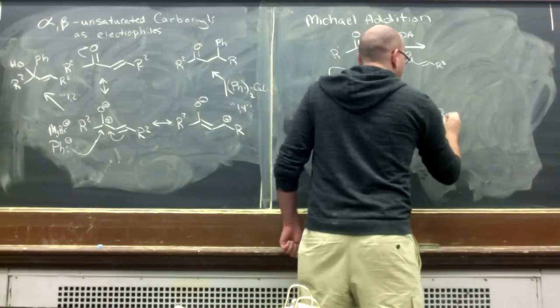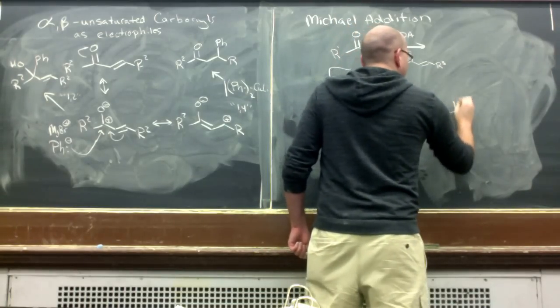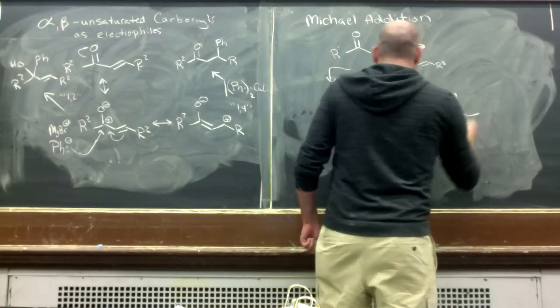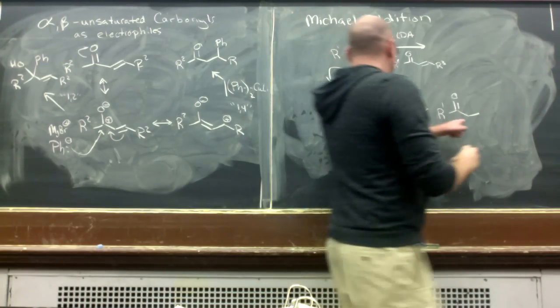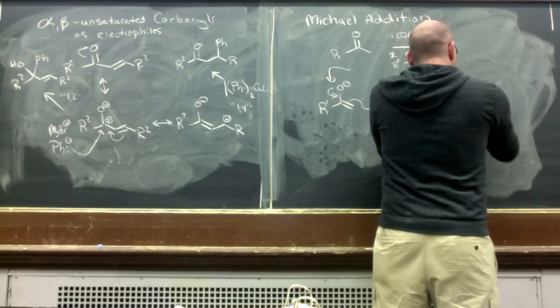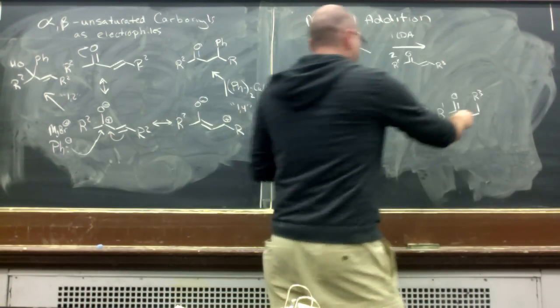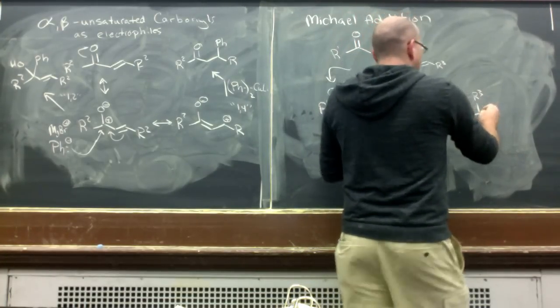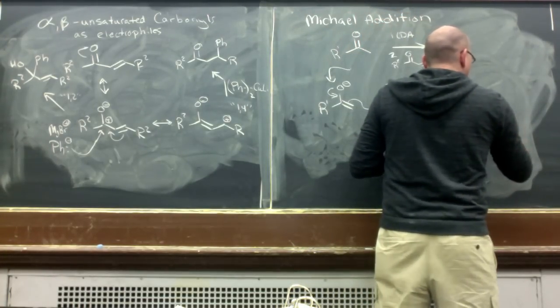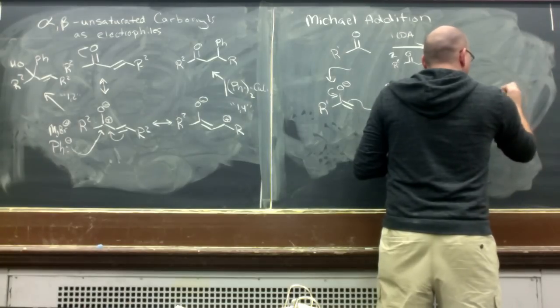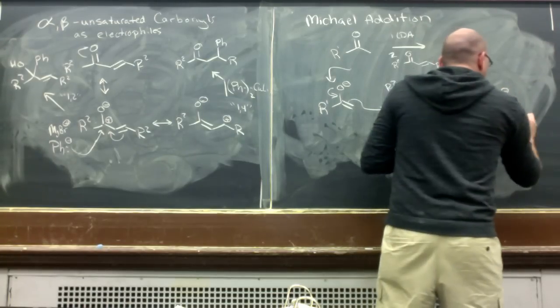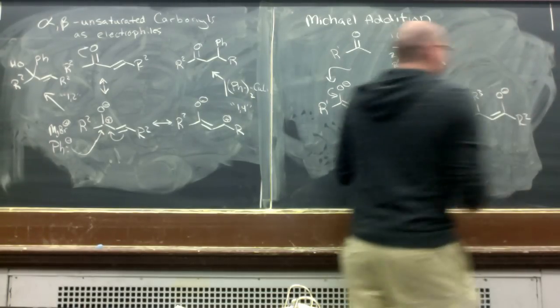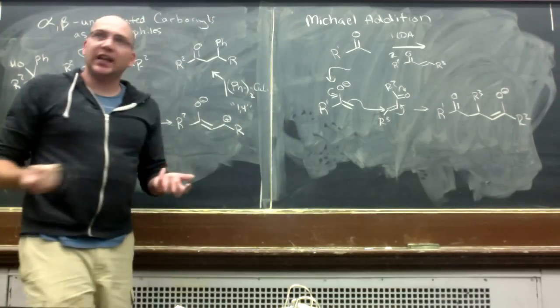Okay, so this carbon is the one that has the R3, right? Because we're making this bond, right? That bond. So now this carbon has the R3. Okay, and so we're going to get to that enolate, right?